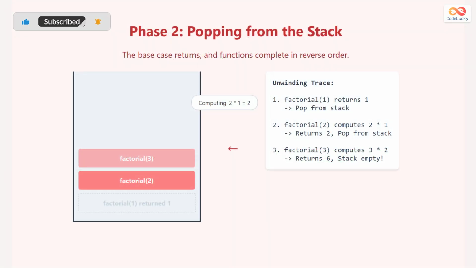Once we hit the base case of 1, the function returns 1. Now we start popping frames off the stack. Factorial 1 finishes and returns to factorial 2. Factorial 2 takes that 1, multiplies it by 2, and returns the result to factorial 3. Finally, factorial 3 multiplies that by 3, giving us our final answer of 6.